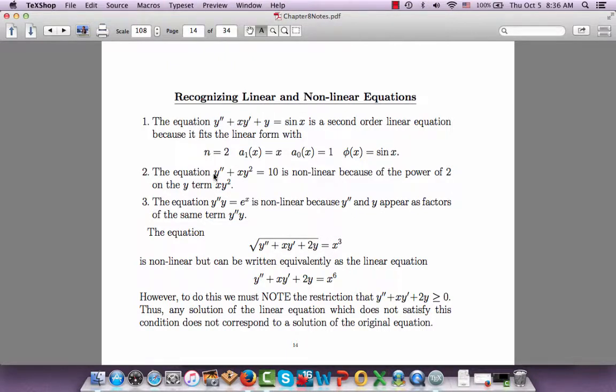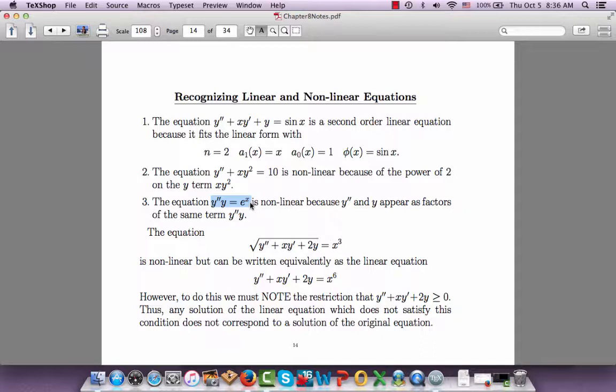The next example is nonlinear because we can see that the term where y appears, y is squared. So that's nonlinear. And then in the third example, y prime and y both appear to the first power, but they're multiplied together, which creates a nonlinear term.